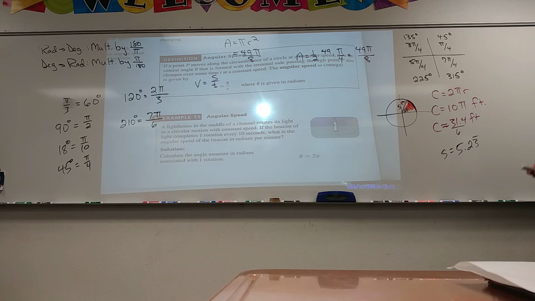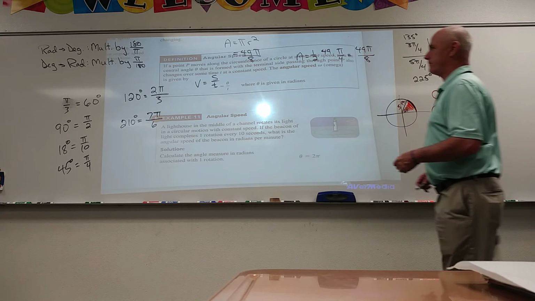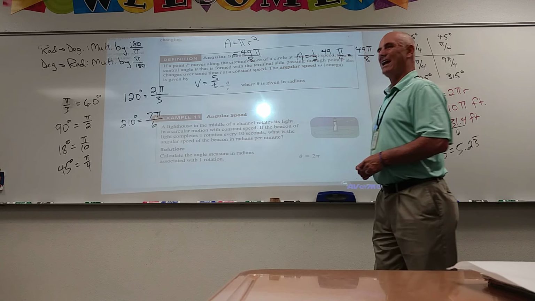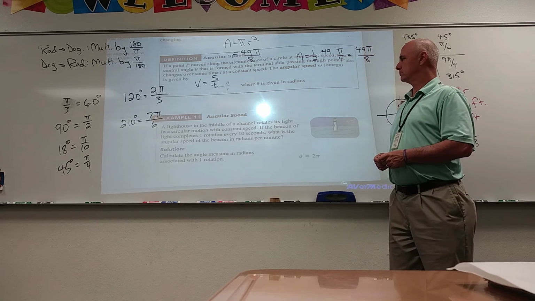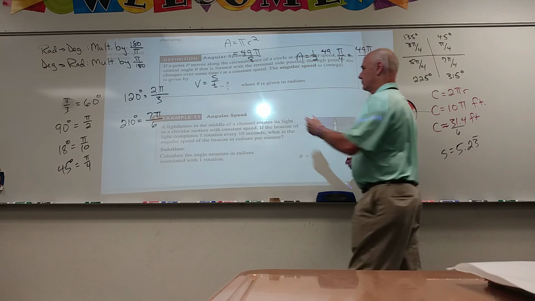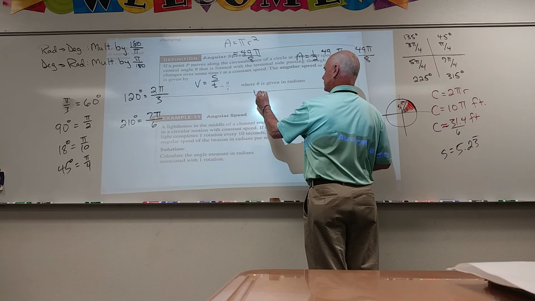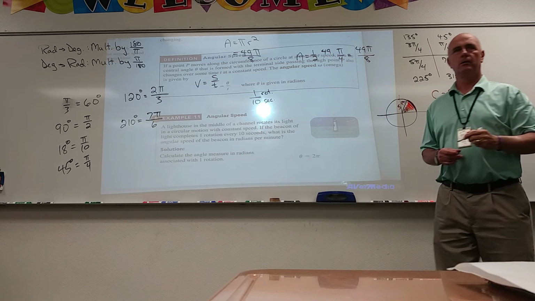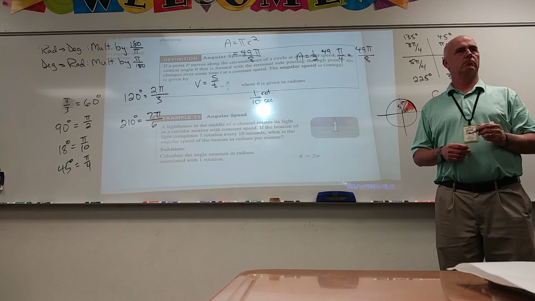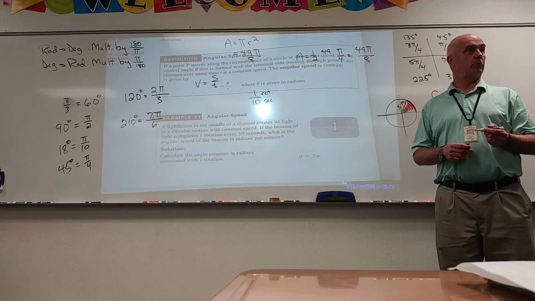Well, let's think about this a little bit at a time. Angular speed. One rotation every 10 seconds, right? But what's one rotation? 2 pi. One rotation is 2 pi?